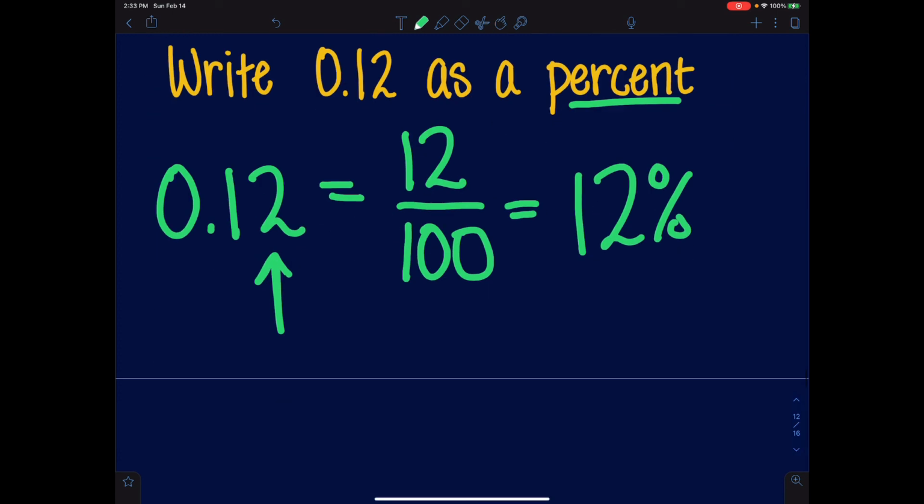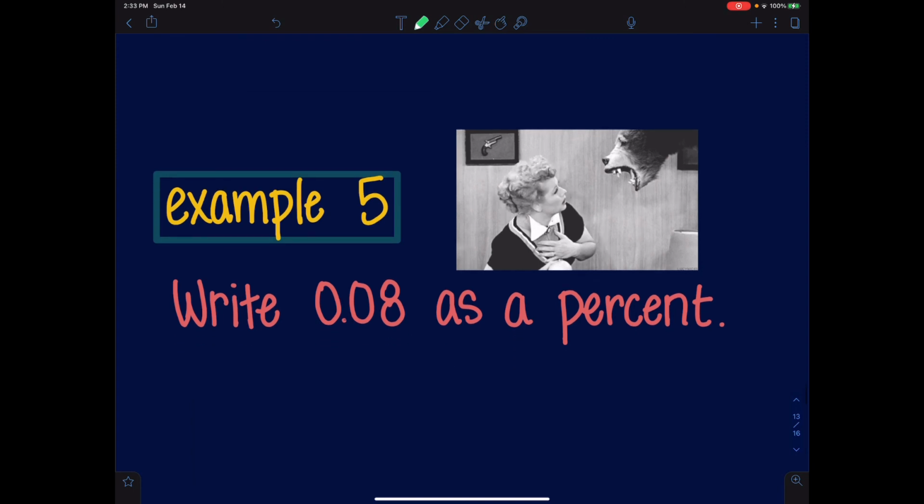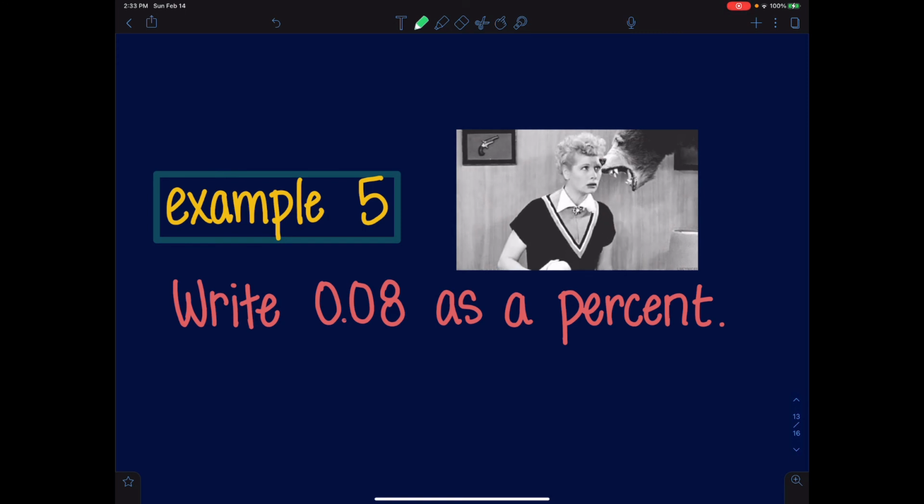All right, example 5 gets a little trickier. Look at Lucy. She's making the same face as the bear. Like, it's exactly the same. How does she even do that with her mouth?